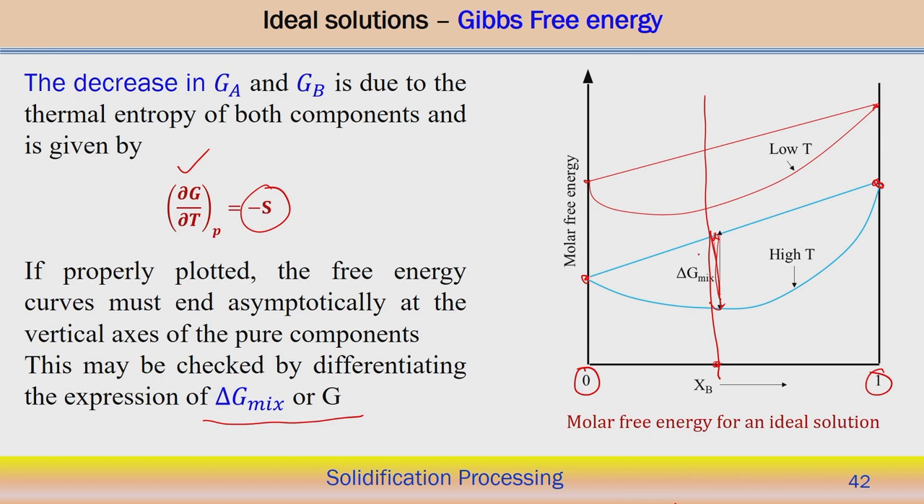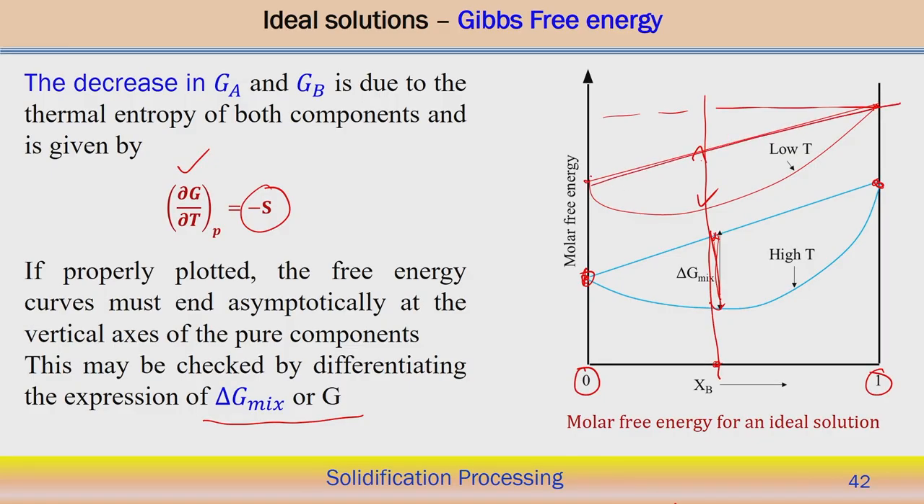So, at high temperature the gap will be much more, at low temperature the gap will be less, and the value depends upon the values of G A and G B. G A is basically this point, we can say it is the molar free energy for component A, and G B is for component B. There might be some difference between the G A and G B values. That is why it is not exactly this line, rather we get a slope, because G A and G B values are different in these two cases.